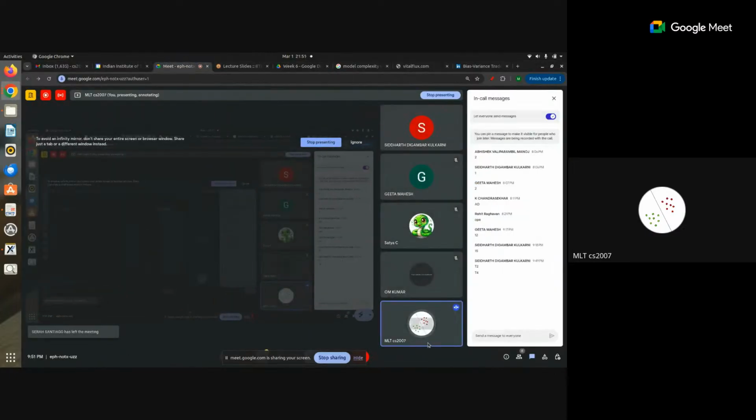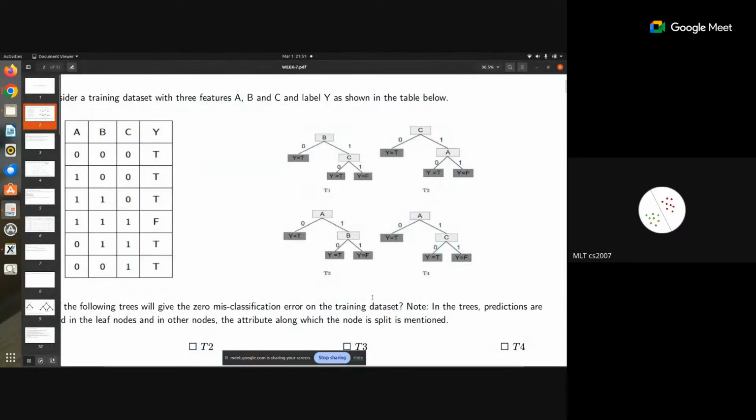What is the answer? T2, T4. Are you guys solving it? Yes, sir. I think T2, T4 should be correct. Okay. So what about the first tree? If b is 0, you should say y equals t, right? So if that is the case, how many data points will lie on that side?